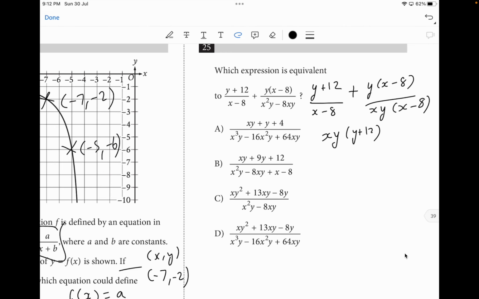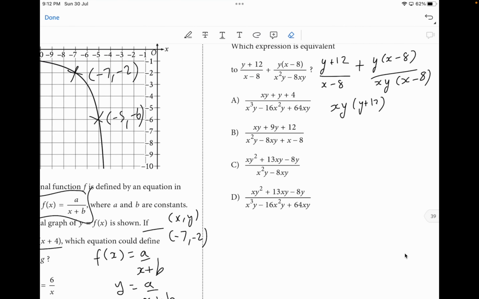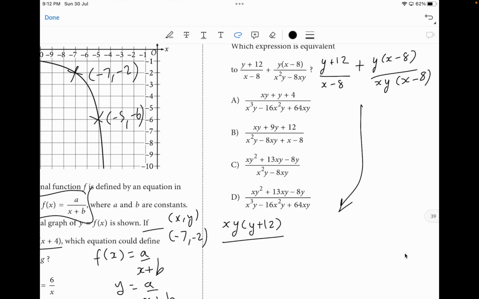Let me just write it down somewhere where there's more space. Okay, so I'm just going to be writing down here. So we have xy(y + 12) divided by xy(x - 8) plus y(x - 8) divided by xy(x - 8).